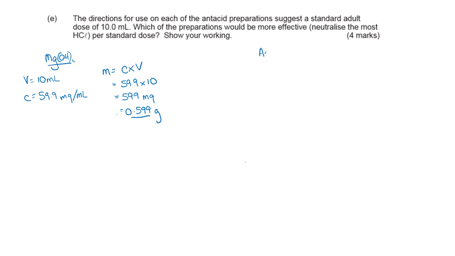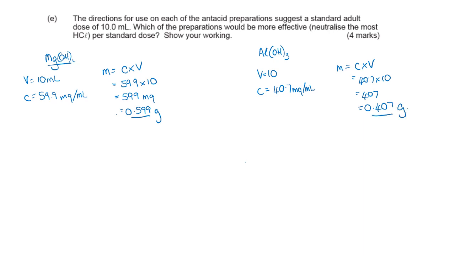So these are masses of our magnesium hydroxide. For our aluminium hydroxide, the volume is the same, but our concentration is different for this one. Concentration of this one was 40.7 milligrams per mil. So mass is c times V, 40.7 times 10, 407 milligrams, 0.407 grams. So you look at that and you go, oh, well, there's more in the magnesium hydroxide, right? And less in the aluminium hydroxide. Yeah, but that's just the mass. That doesn't tell you how effective it is.